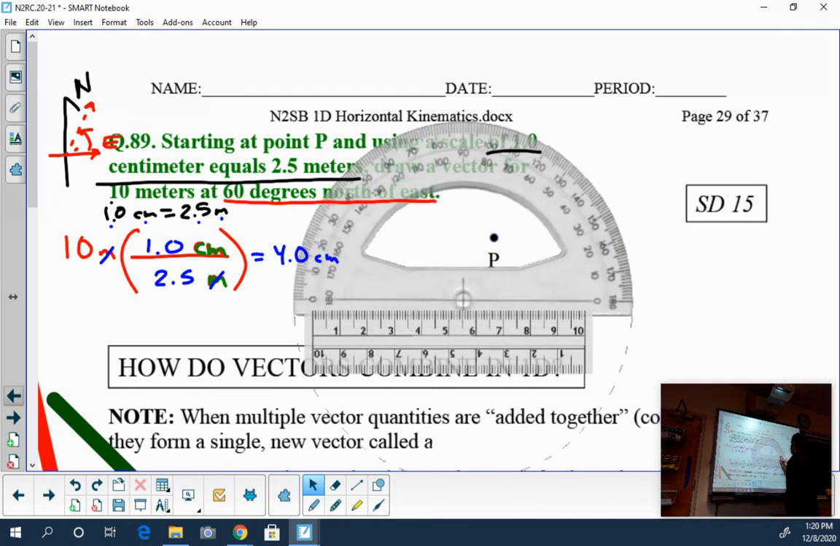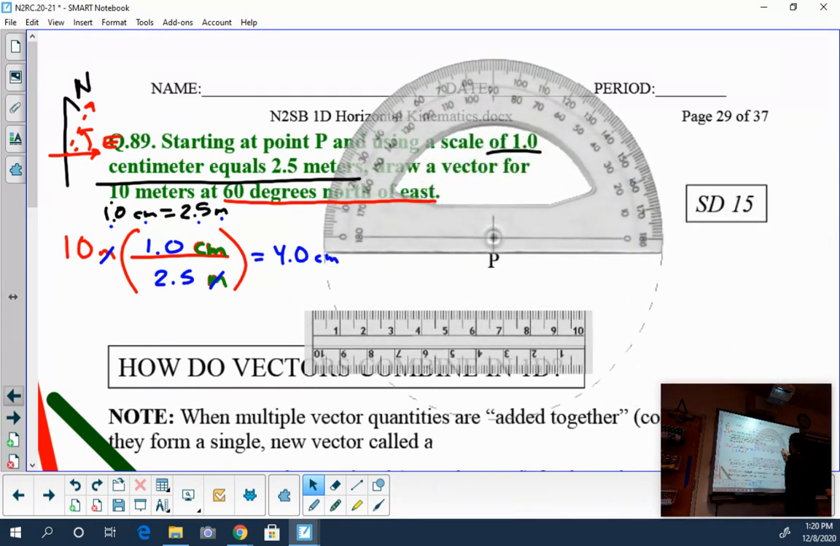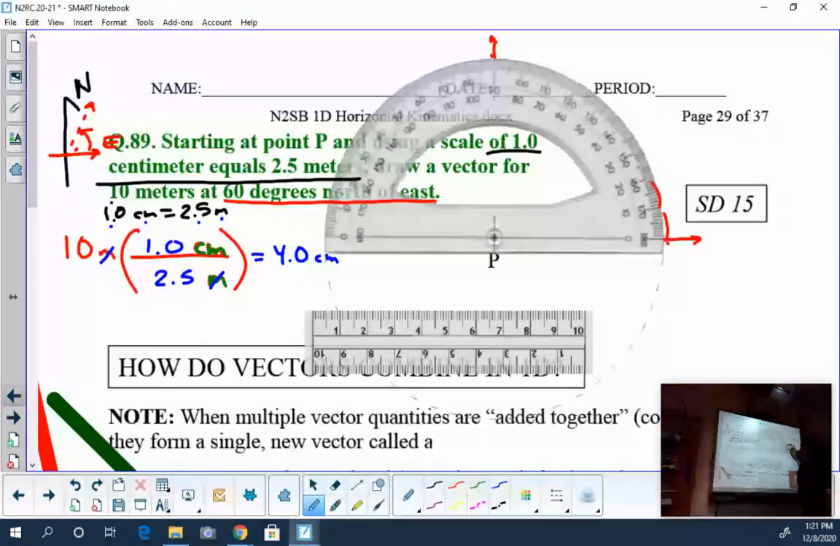Come on in, protractor. Ba-boom. Get it lined up right on that point. Mark yourself some 60 degrees. If east is off in this direction and north is up here, we want to get 60 degrees north of east. Let's go with it. So here's 10, 20, 30, 40, 50, 60. Just count. Who cares what the numbers say? Just count. 60 is right here. That's 60 degrees north of east.